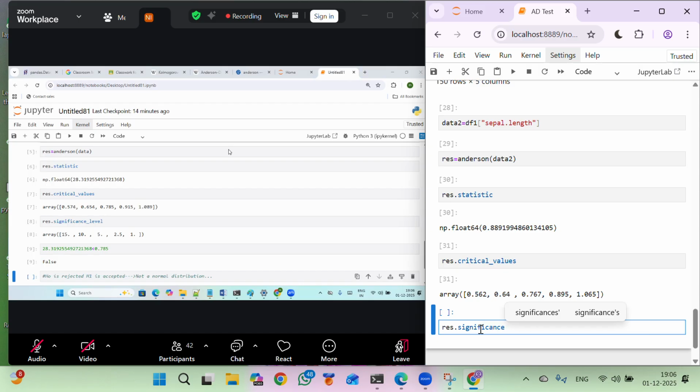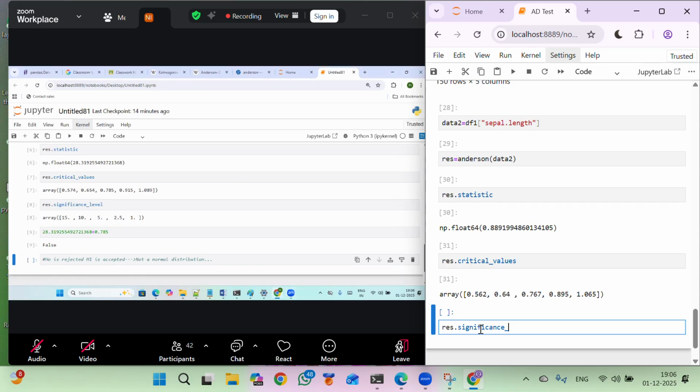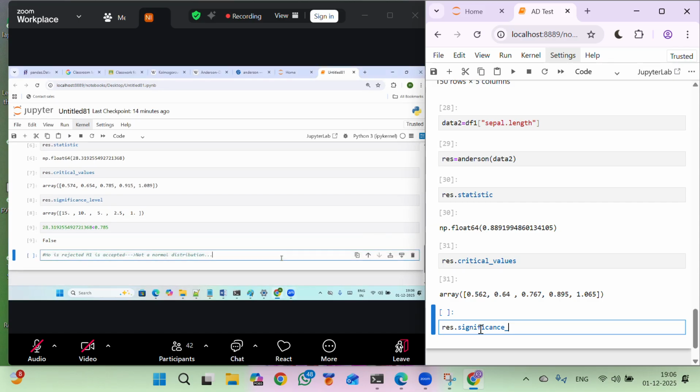Understood guys? Yes or no? Try for all the data sets and let me know the result. Which is Gaussian, which is non-Gaussian.